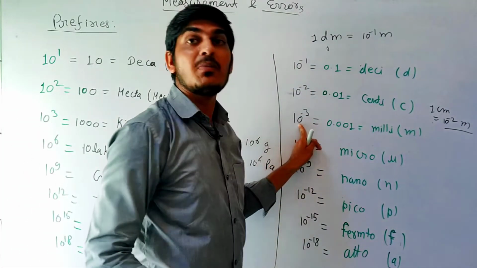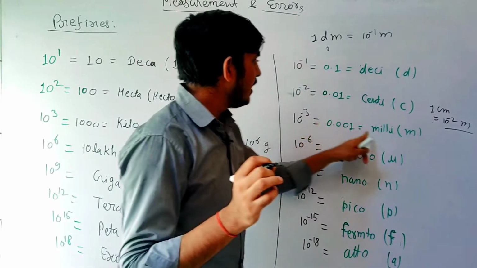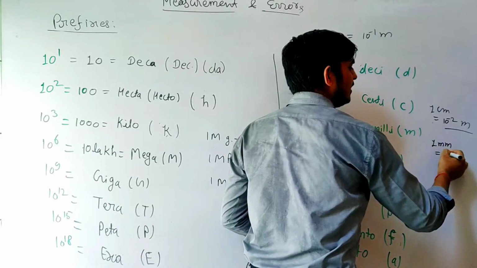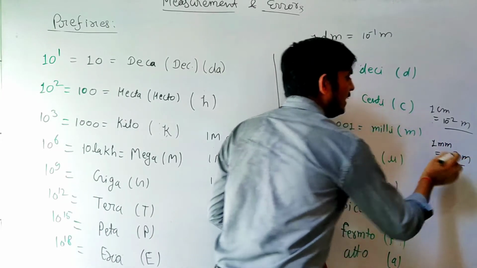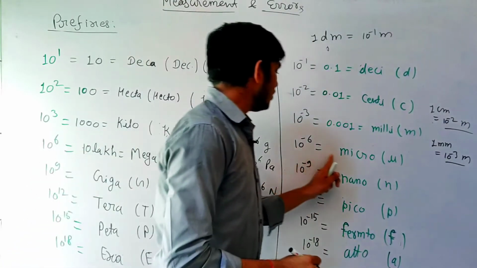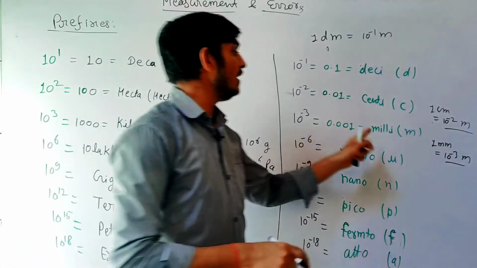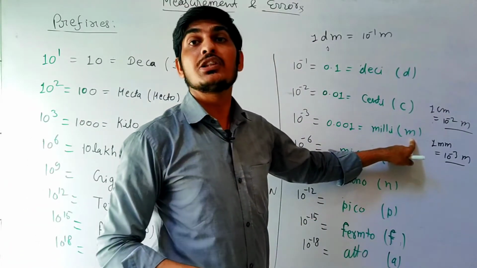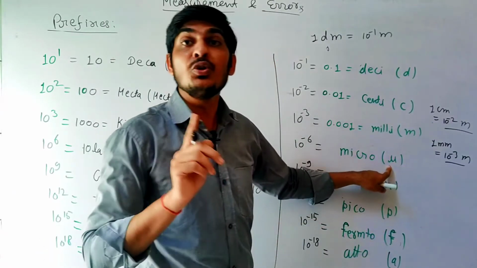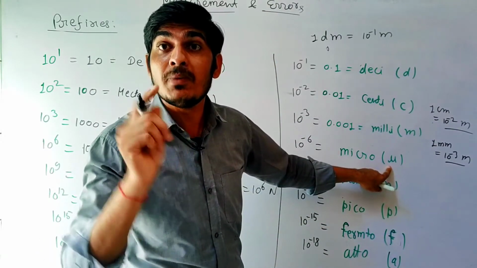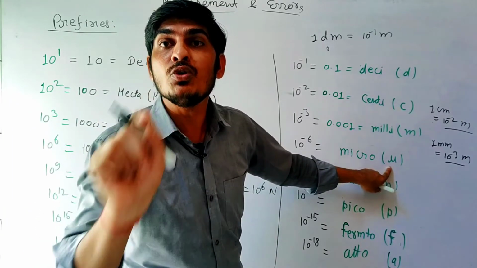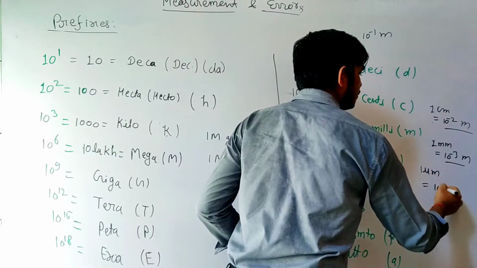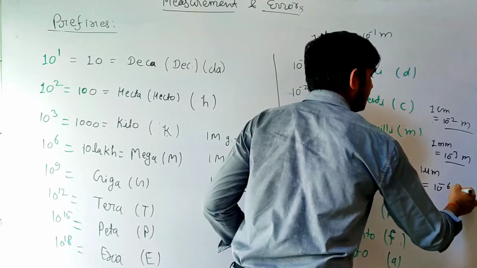If we talk about 10 to the power minus 3, it is milli, small m. If we talk about 1 mm, that is 10 to the power minus 3 meter. Milli is the prefix. If we talk about micro, don't be confused between milli and micro. Milli having symbol small m, micro having symbol mu. Remember, put in your mind. So that is 1 micrometer, 10 to the power minus 6 meter.